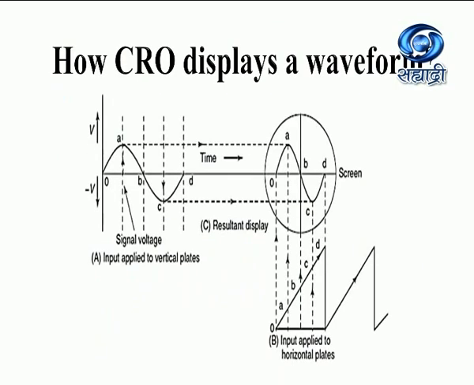After that, how does a CRO display a waveform on the screen? Basically, this is the combined effect of the horizontal plate and vertical plate voltages. If you observe this picture, there is one sinusoidal waveform displayed on the screen, and at the horizontal section we have a sawtooth waveform. So the waveform displayed on the screen is the simultaneous effect of the vertical section and the horizontal section, that is, the time-based generator output.